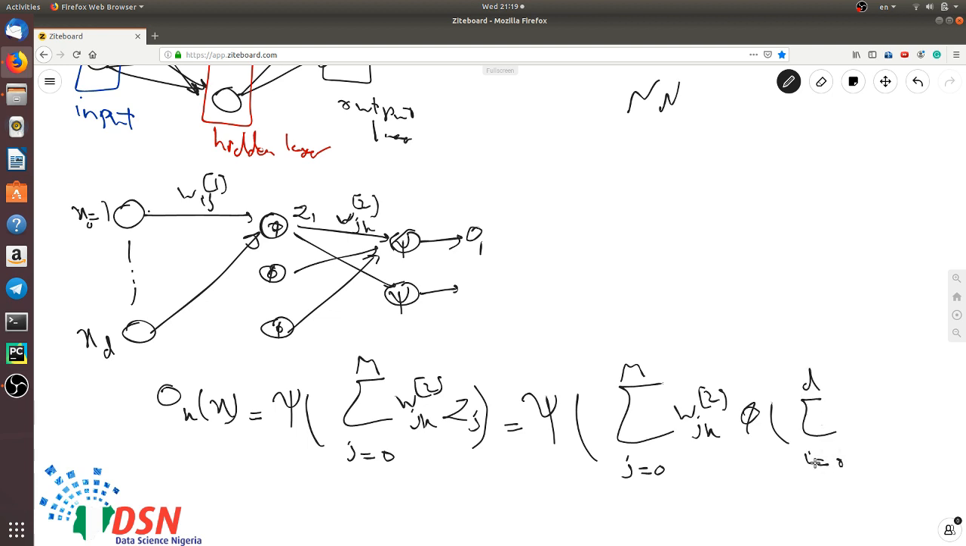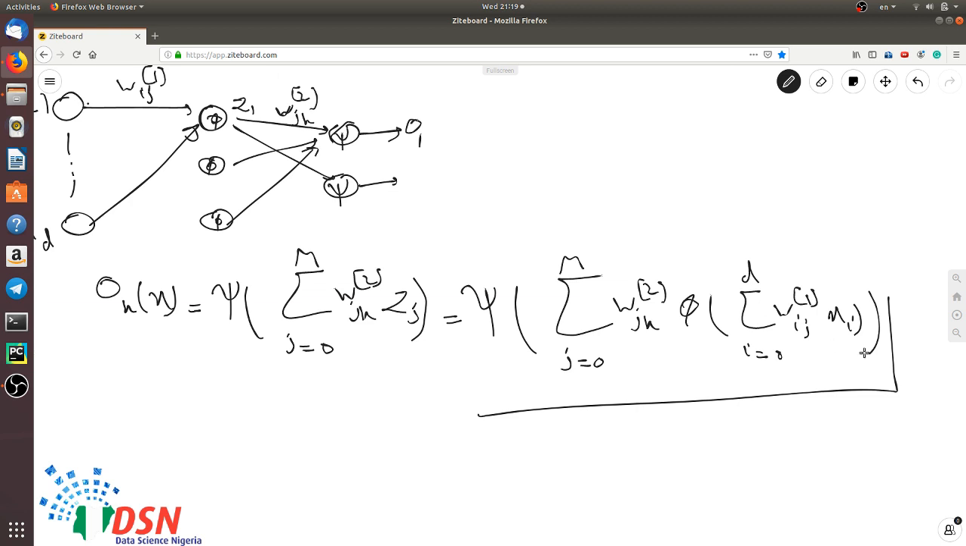So we have the sum over i from 0 to d of Wij of layer 1 times xi. In this way we could write the output of the function based on the inputs. And as you could see here, it could be a highly nonlinear mapping from the input to the output, based on psi and phi, which are the activation functions of our network.